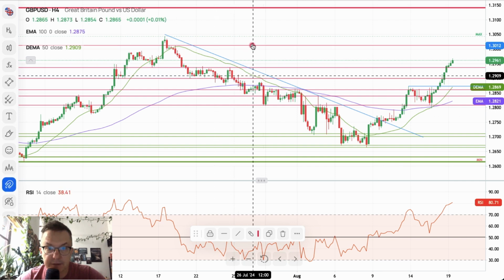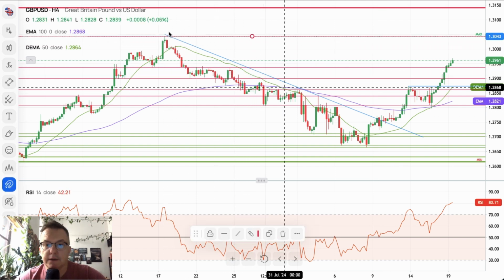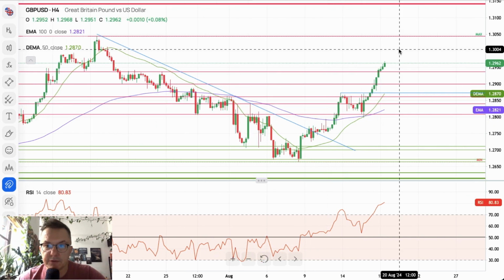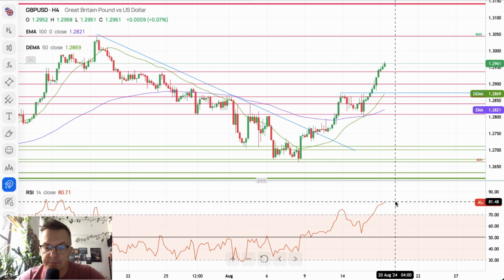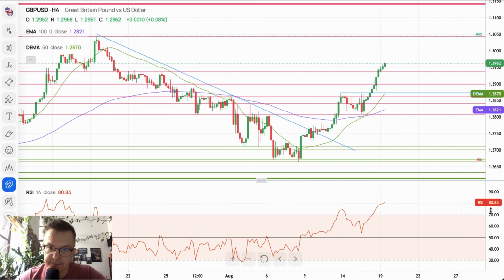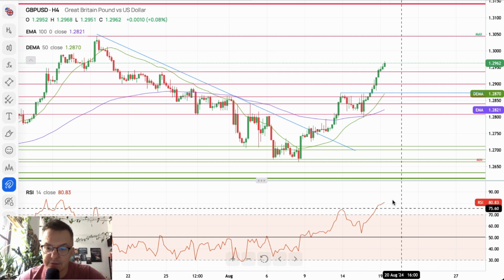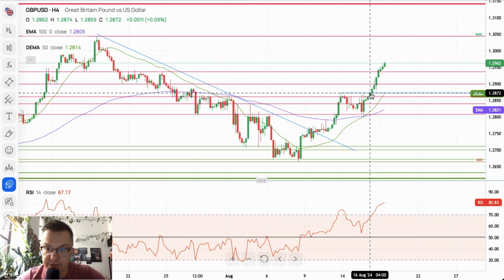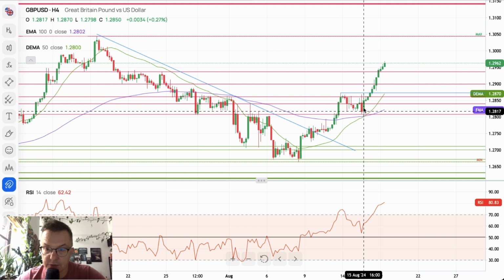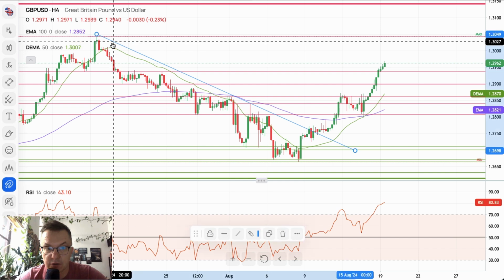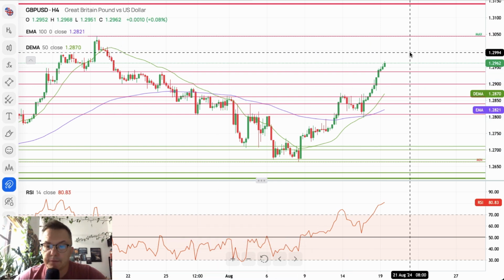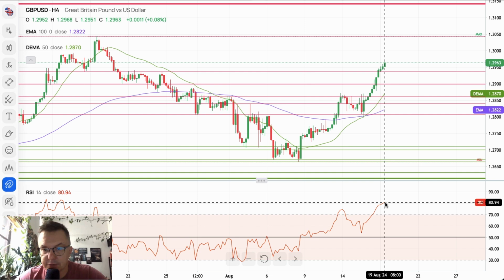Let me just place my level here. Breakout above the trend line, movement to the upside, back up towards 1.3042. Despite the fact that the market conditions are extremely overbought, 80 points on the RSI means that we should see some kind of a pullback here. But look at this, we didn't see a red candle since August 15. So that's a very interesting situation here on the British pound. It looks like the British pound wants to go up like no tomorrow, despite the fact that the market conditions are extremely overbought.